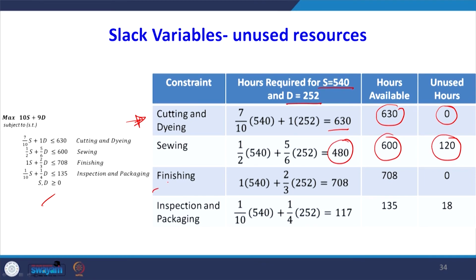For the third constraint, hours required is 708, hours available is also 708. So, unused resources is 0, the resources are fully utilized, that means there is a 0 slack value. The last constraint, hours required is 117, but hours available is 135, so there is a positive slack variable. So, what is the meaning of slack variable in the linear programming context? The unused resources are called slack variables.